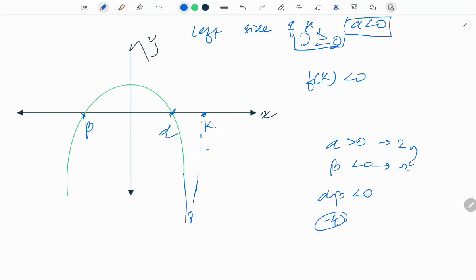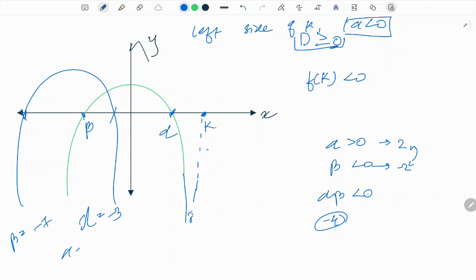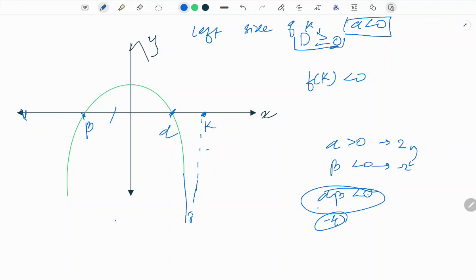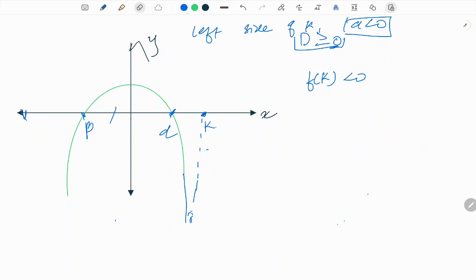But there is a possibility that both the roots may be on this side, and it may be like, let alpha be minus 3 and let beta be equal to minus 7, and now alpha into beta will be greater than 0, as minus 7 into minus 3 is 21. So for this possibility, this condition is not valid. So I'll erase that. That was just for explanation. So we put these two conditions on and we get the answer.